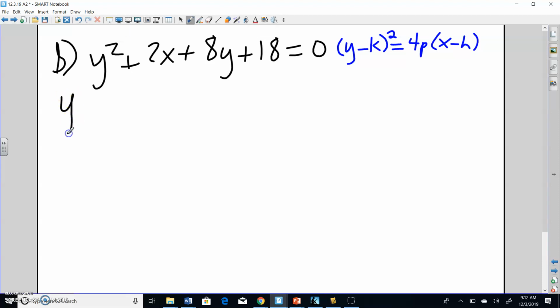So completing the square, I've got to put all of my y terms together on the left. That's y squared plus 8y. And I know I'm going to complete the square for that, so I'm going to add something there. And then I move the 8y and 18 over. That's going to make it a negative 8y and a negative 18 on the right side.